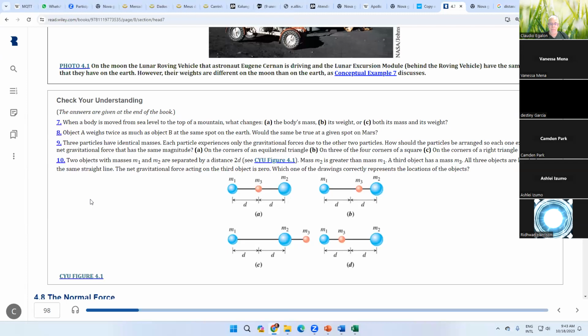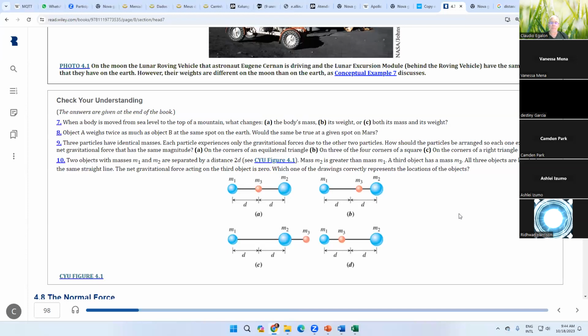So let's see. Check your understanding: when a body moves from sea level to the top of a mountain, okay? What changes? The body mass, its weight. The weight changes. Okay. 2 objects with mass m1 and m2 are separated by distance 2d. This one right here. Mass 2 is greater than mass 1. A third object has a mass m3. All 3 objects are located on the same straight line. The net gravitational force on the third object is going to be 0. Which one of the drawings correctly represents the locations of the objects?